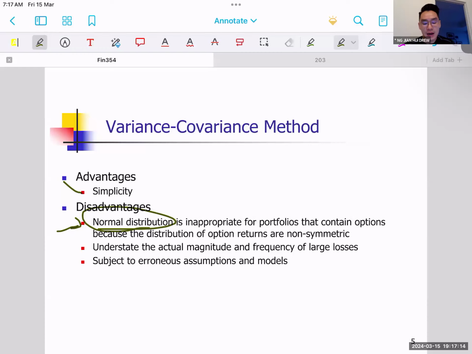Of course, we rely on some assumptions, things like normal distribution. Maybe a stock might not be normally distributed, right? The return of the stock might not be normally distributed, so it might not be very accurate.